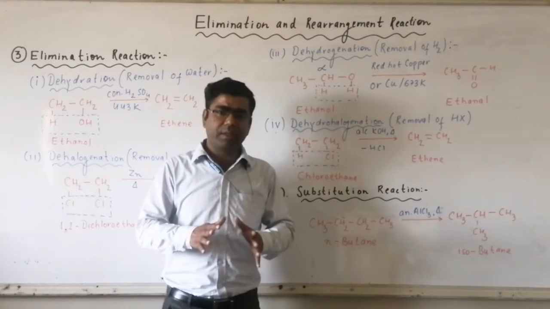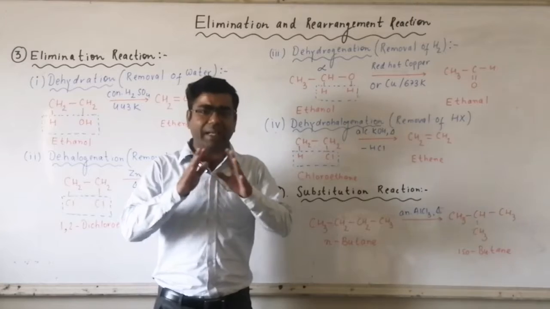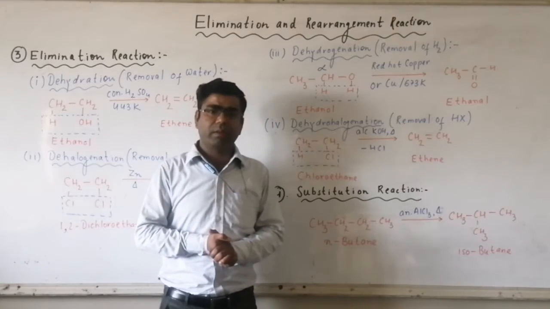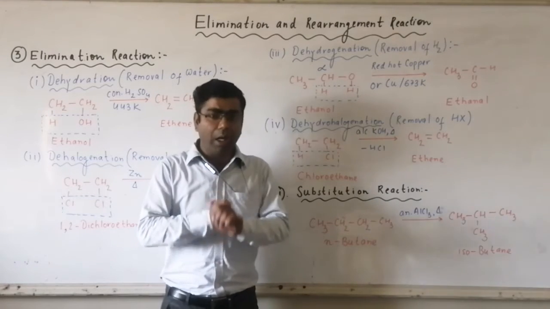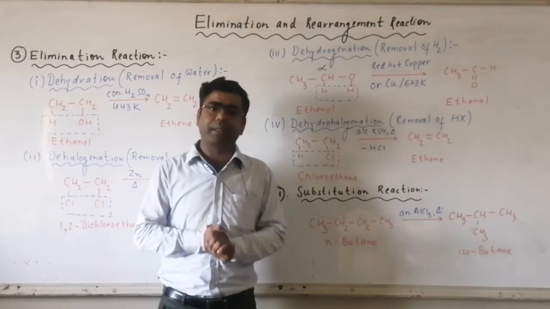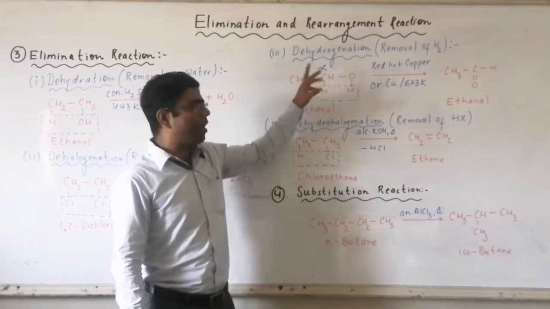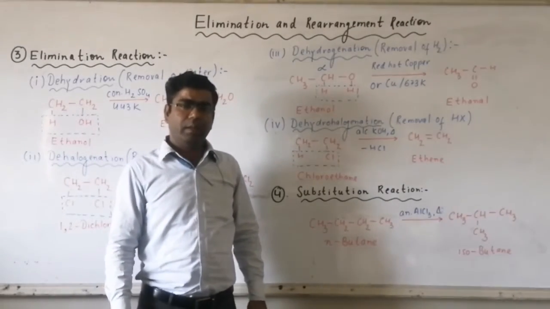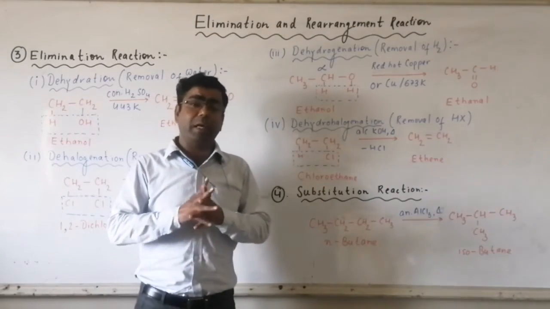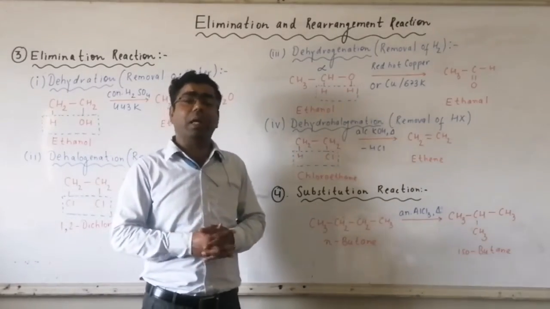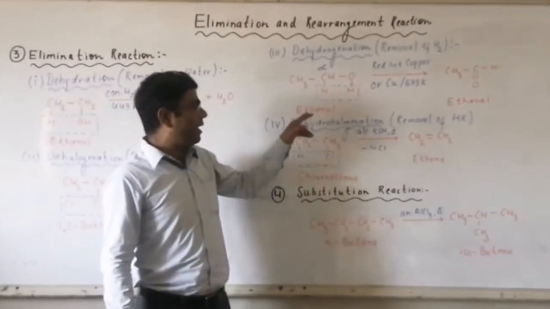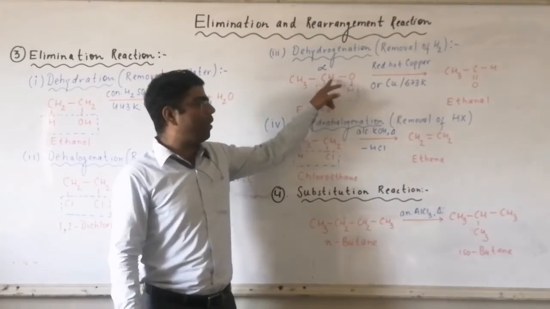The carbon to which a functional group is attached is called the alpha carbon atom. So this carbon will form your alpha carbon atom, and the hydrogen atoms present on the alpha carbon atom are called alpha hydrogen atoms. So here in ethanol we have two alpha hydrogen atoms.